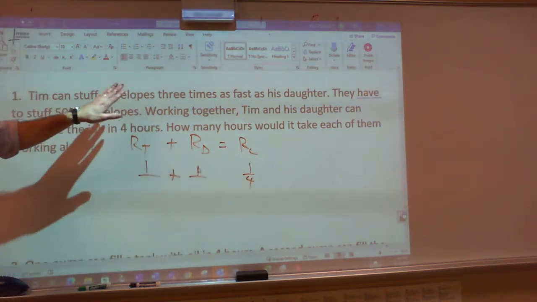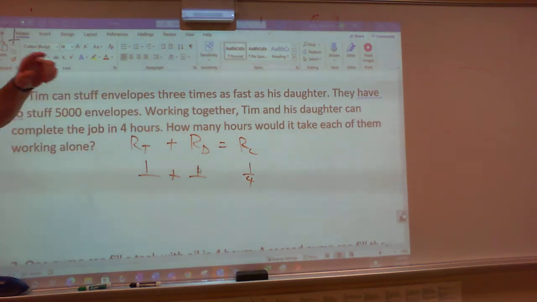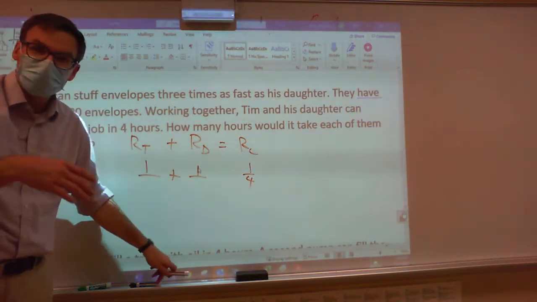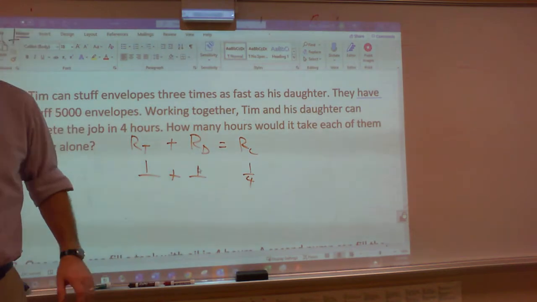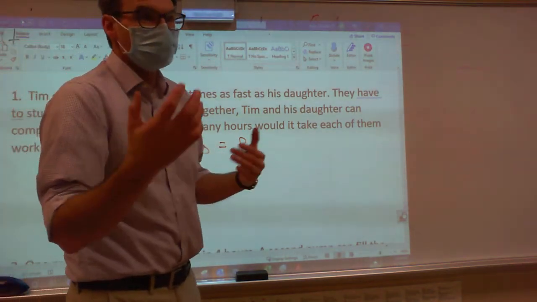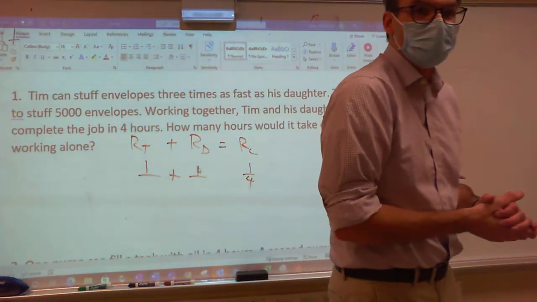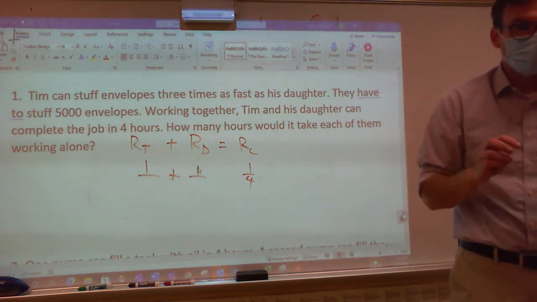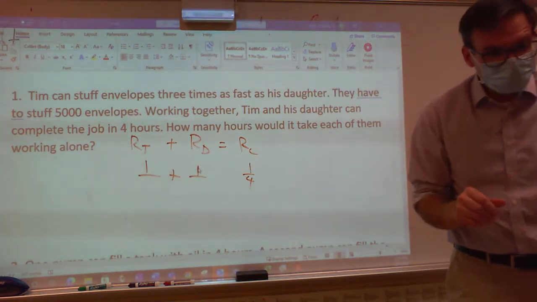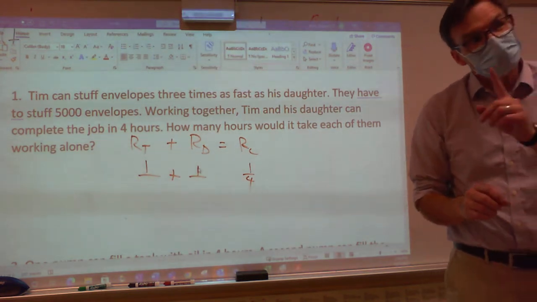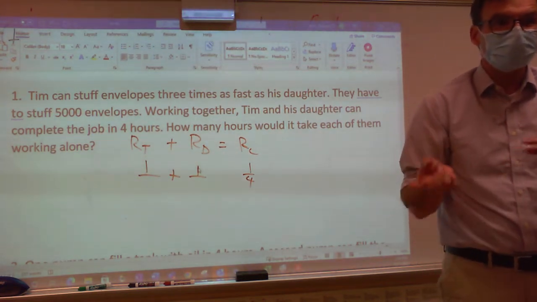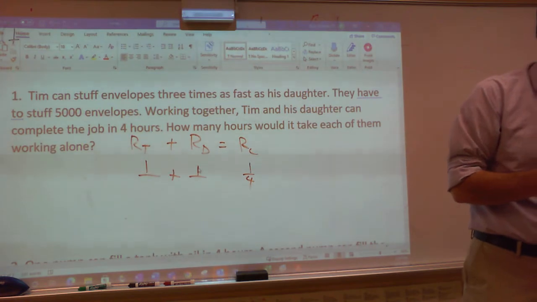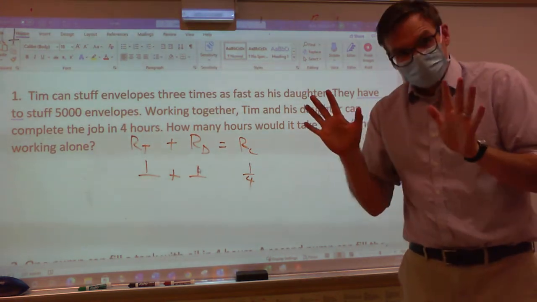And when it says Tim can stuff envelopes 3 times as fast as his daughter, does it make sense that one of these is going to be X and one of these is going to be 3X? So that's obvious. So we know one of them's X and we know one of them's 3X. Now what may not be obvious is where the X goes and where the 3X goes.